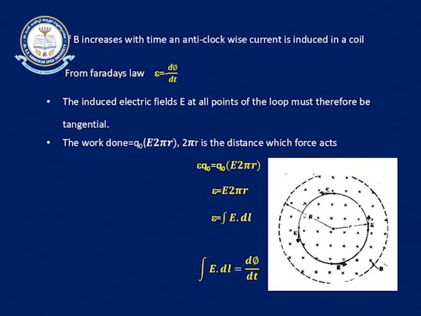Using this, the formula is calculated. The electric field formula is E dot dl equals minus d phi by dt. Here R is the radius. This derivation we got again from Faraday's law. Next topic we have is the moving coil galvanometer.